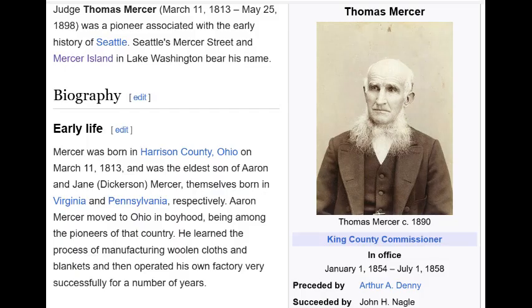So now we come to Judge Thomas Mercer, was a pioneer associated with the early history of Seattle. Seattle, Mercer Street and Mercer Island in Lake Washington bear his name. Mercer was born in Harrison County, Ohio on March 11, 1813, and was the eldest son of Aaron and Jane Dickerson Mercer, themselves born in Virginia and Pennsylvania, respectively. Aaron Mercer moved to Ohio in boyhood, being among the pioneers of that country. He learned the process of manufacturing woolen cloths and blankets and then operated his own factory very successfully for a number of years. Yeah, I highly doubt any of that.